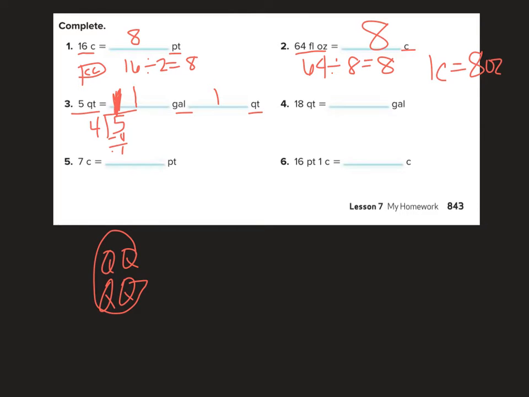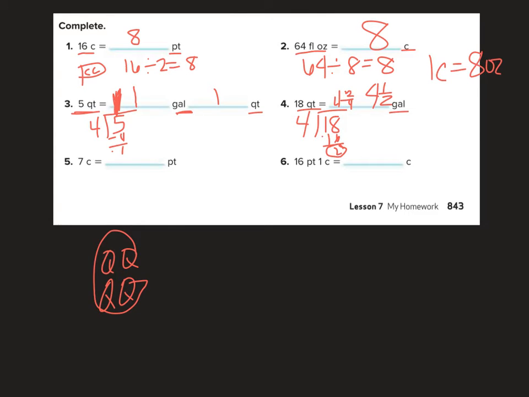So here I have 18 quarts would be how many gallons? So here I did the same thing. I did quarts to gallons and I divided by 4. So I'm going to take 18 and divide it by 4. Okay, so 4 would get me to 16. I have 2 left over. If I did this as a fraction, 2/4, which can be reduced to 1/2, so it would be 4 1/2 gallons.